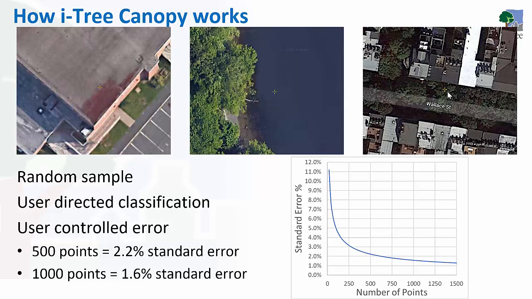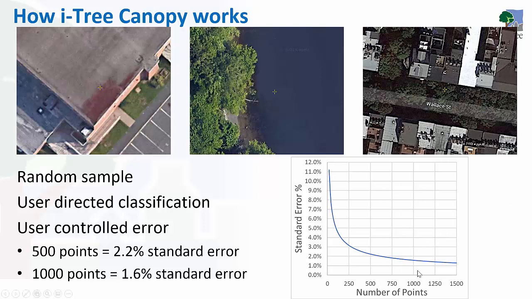It's pretty basic. And one last thing to point out is how many of these random points do I have to do? So this is a random sample, so the more points you do, the better. We have something we call sampling error or standard error. In this case, the more points you do, the smaller that error is going to get. If you do 500 points, your maximum error is going to be about 2.2%. And if you do 1,000 points, your maximum standard error is going to be about 1.6%.